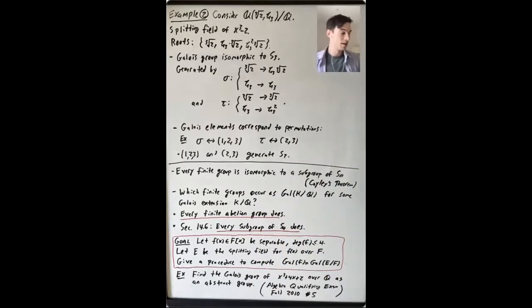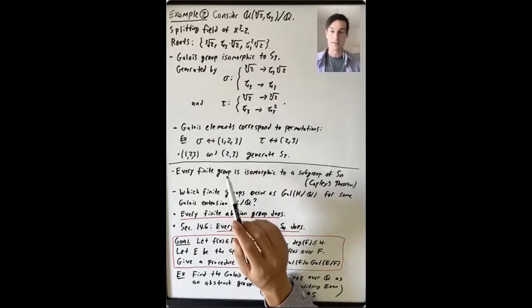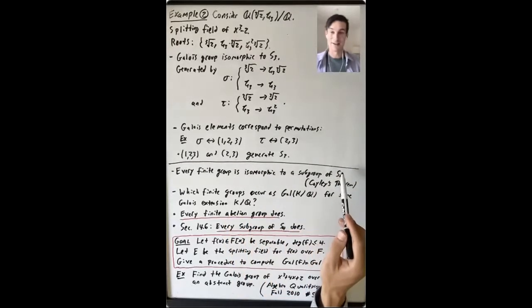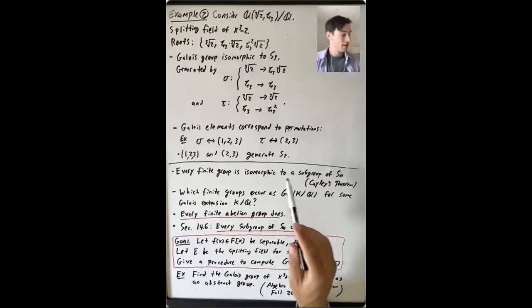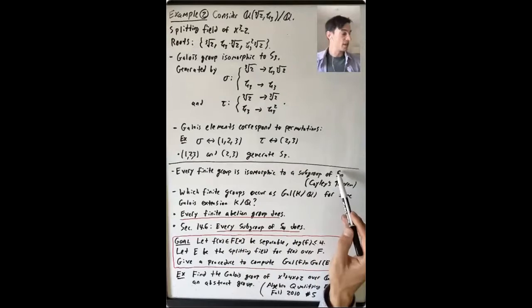Okay. So what are we going to do in this lecture and the next? We know that every finite group is isomorphic to a subgroup of Sn. Right? This was Cayley's theorem that we proved in Math 206a. And we know now that you can think of Galois groups as subgroups of Sn. So every finite group is isomorphic to a subgroup of Sn. Every Galois group of a polynomial is isomorphic to a subgroup of Sn.